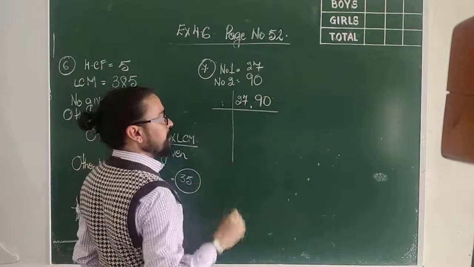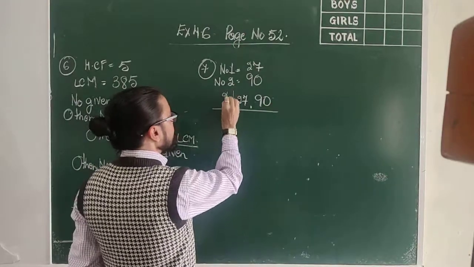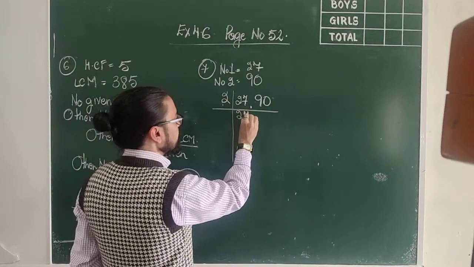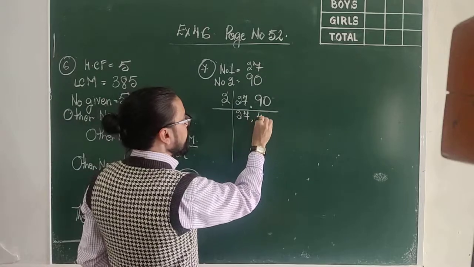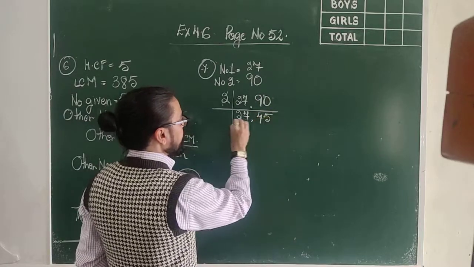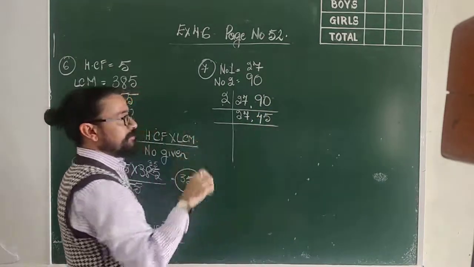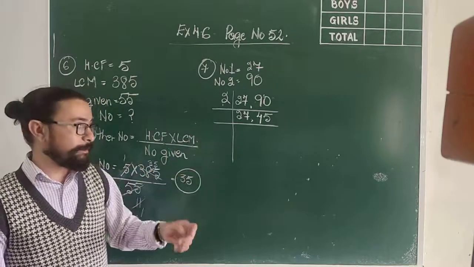Does 2 divide 27? No, it divides 90. So 27 comes down. 2 4s are 8, carry 1, 2 5s are 10. Now none of them are divisible by 2. I go to my next prime number.